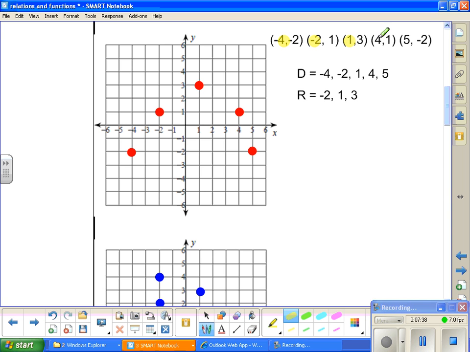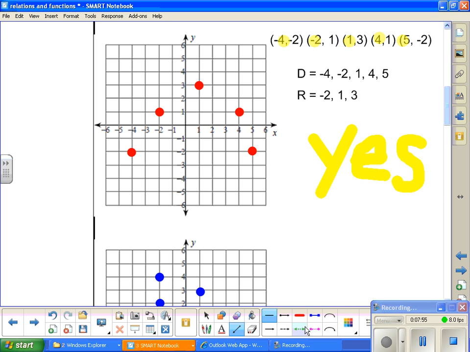Your first number. None of them are the same, so we know it's a function. Or what you can do is you can look at the vertical line test, which we'll talk about here in a minute. But if I were to draw a line for each of the points, a vertical line, none of my green lines should have more than one dot, more than one point on it. So those are all yes.